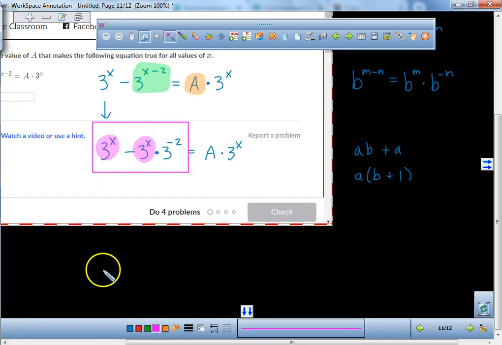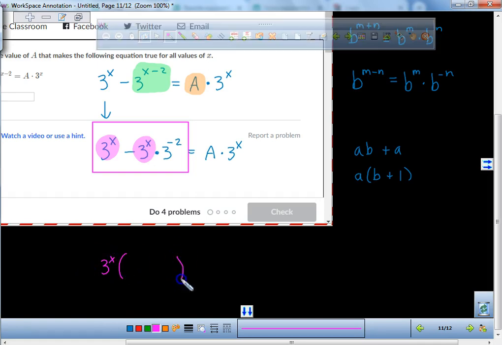This is the tricky part. You have to know how to factor out 3 to the power of x out of this expression. So if I factor out 3 to the power of x, all I'm left with is the number 1, minus. If I factor out 3 to the power of x here, what do I have left that I'm going to drop down and put right here? 3 to the power of what? Negative 2. And that's all equal to a times 3 to the power of x.